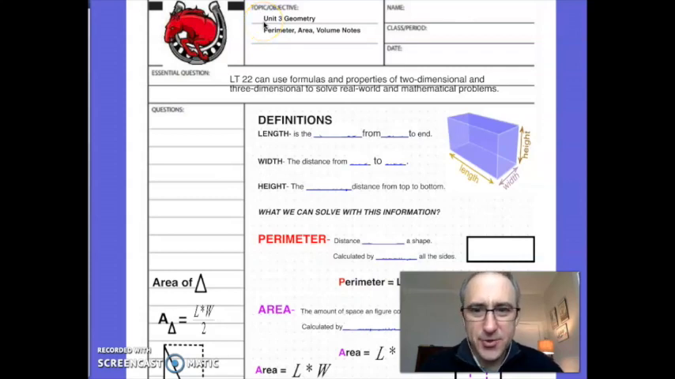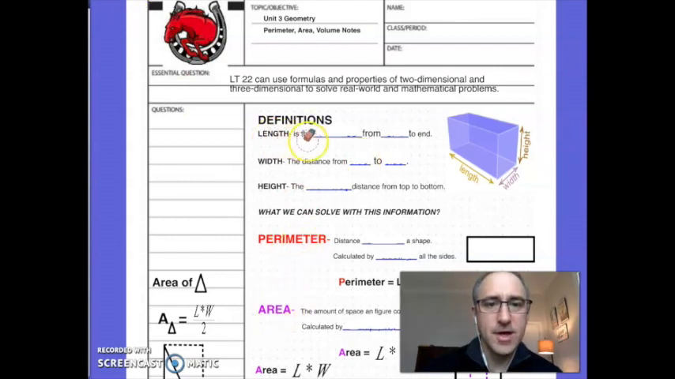Hello class, the new unit that we are going to cover is called geometry, and what we're specifically going to do is study area, perimeter, and volume of different shapes, mostly squares and rectangles and their three-dimensional cubes and boxes. We'll cover some triangles, but that won't be till later. Today we're going to focus on the definitions and on perimeter and area.